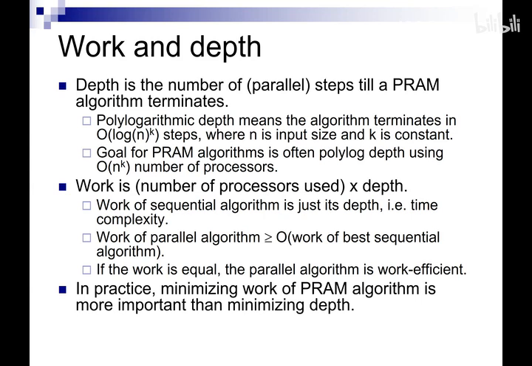Sometimes you can trade off the work efficiency of an algorithm with its depth. For example, you can sometimes make an algorithm which has very low depth, so it terminates very, very quickly, but the amount of work it does is maybe very large. Or you can go the other direction, where you make the work very small, as close as possible to the sequential algorithm. However, the depth might be quite large in that case. So oftentimes there's this trade-off between the work and the depth.